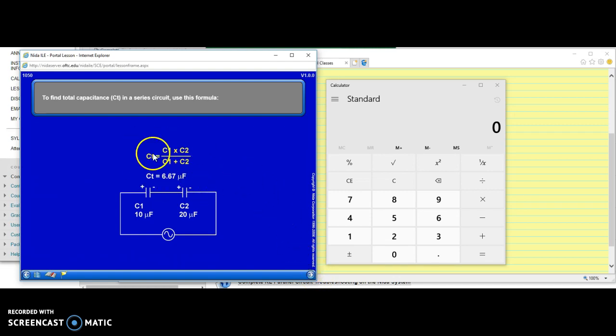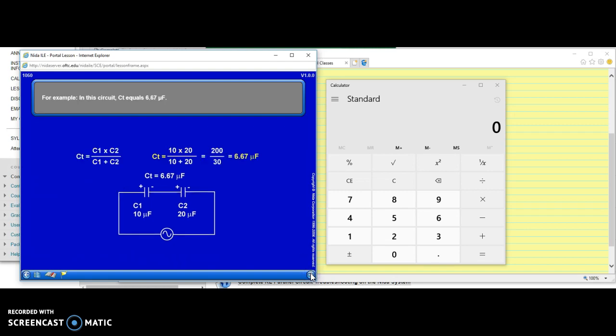But if we use product over sum and we have more than two, we have to do two at a time. For instance, if there were a C1, C2, and C3, we'd have to get the CT of C1 and C2 and then combine it with C3. So that's something to remember with product over sum, something we don't have to do with reciprocal, which is why I favor it. So again, they're showing how we arrived at that 6.67.